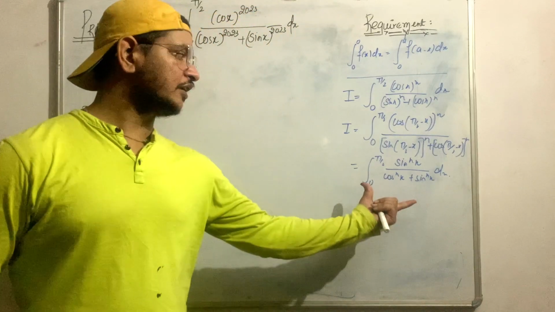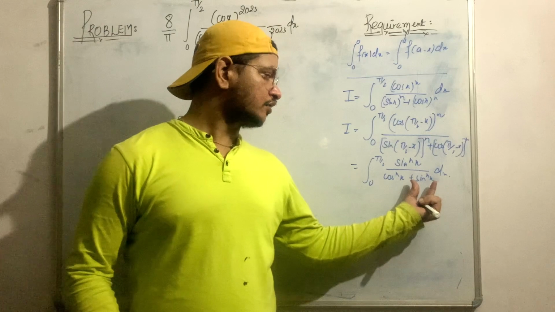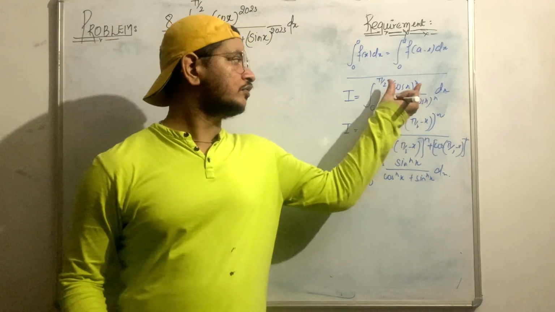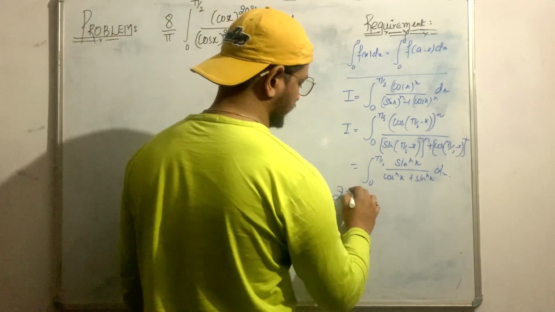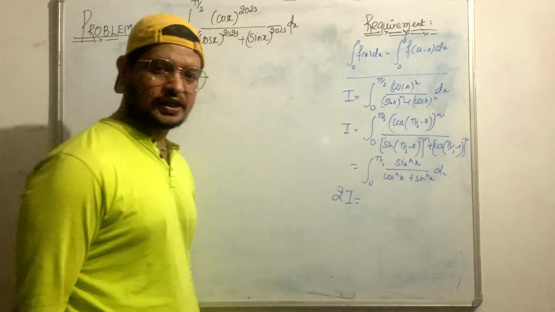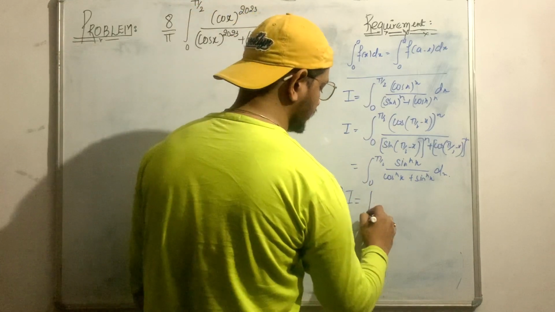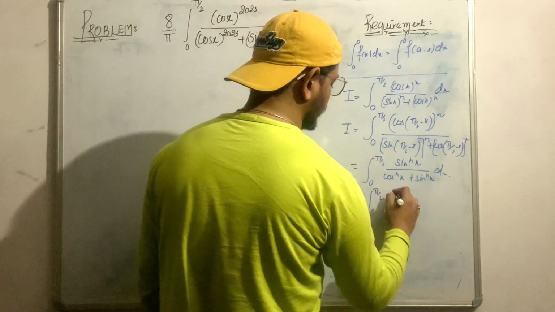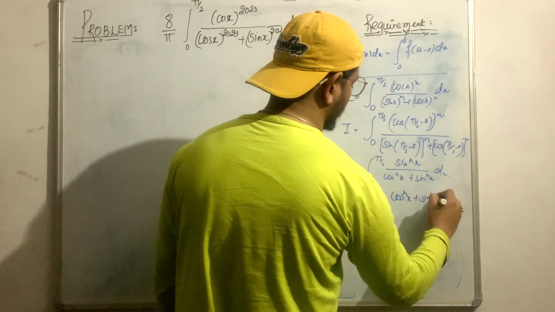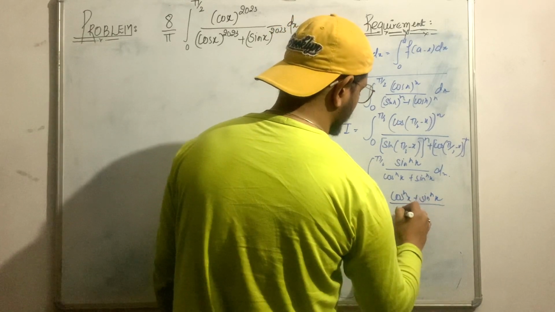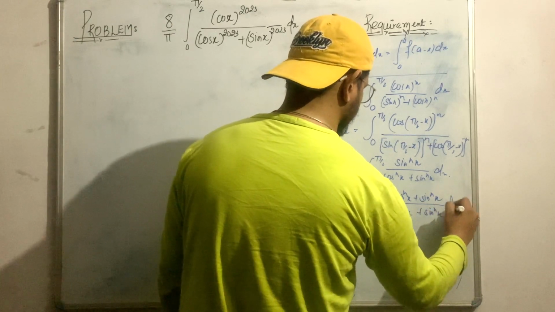So you're getting the same value, right? Cos to the power n x and sin to the power n x, the same thing, and you can add these two values. If I add, you will get 2I, and you are getting the integration over the same interval, so you will write the integral from 0 to pi by 2 of cos to the power n x plus sin to the power n x upon cos to the power n x plus sin to the power n x dx.